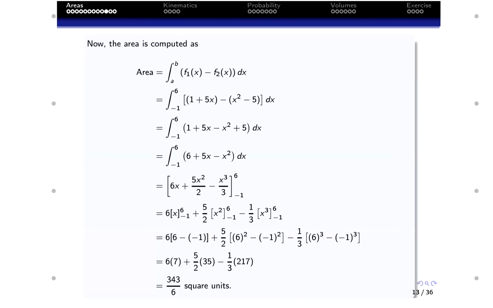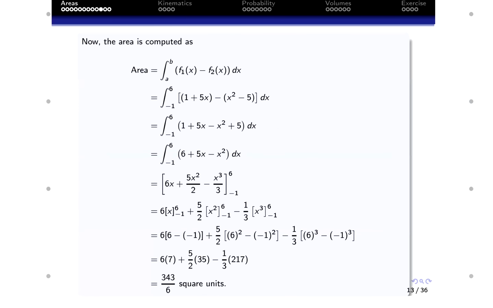So now the area is computed as follows. You have f1 of x, which is 1 plus 5x. You have f2 of x, which is x squared minus 5. So don't forget the minus. And then you have minus 1 to 6, which you have found by solving for the points of intersection by equating the two functions. So you can open this up. You have 1 plus 5x minus x squared. Minus times minus is plus, so plus 5.